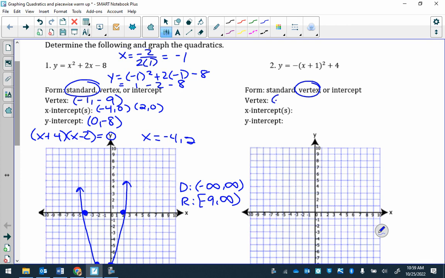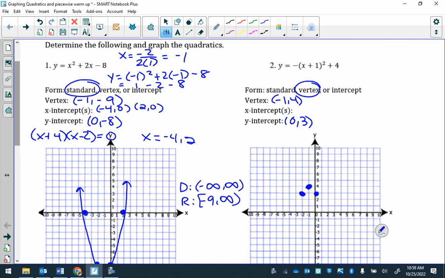Good. -1, 4 is the opposite of each value that you see. So -1, 4. Okay. What was our y-intercept? Yeah. 3. So our y-intercept is 0, 3. So if we know 0, 3, we also know -2, 3. And it should be facing down because why? Yep.